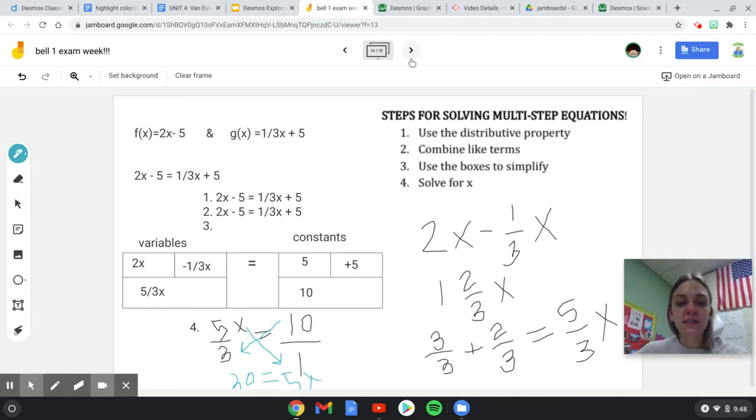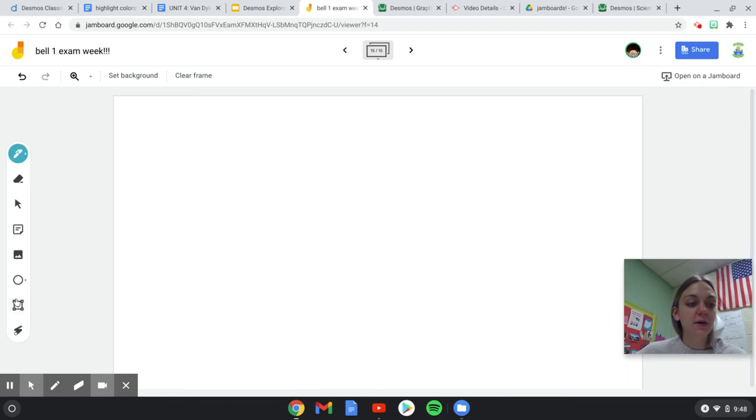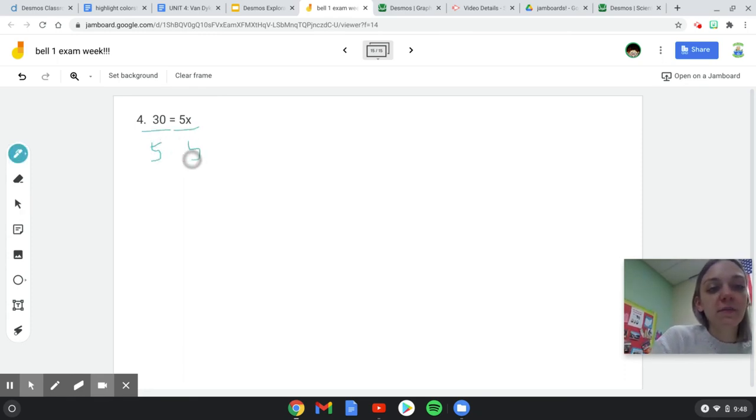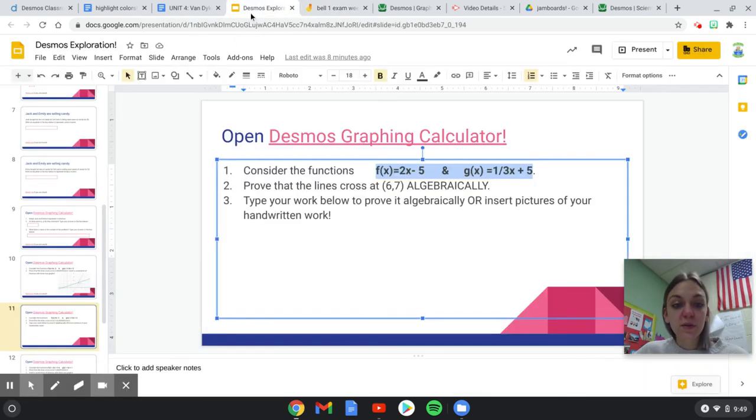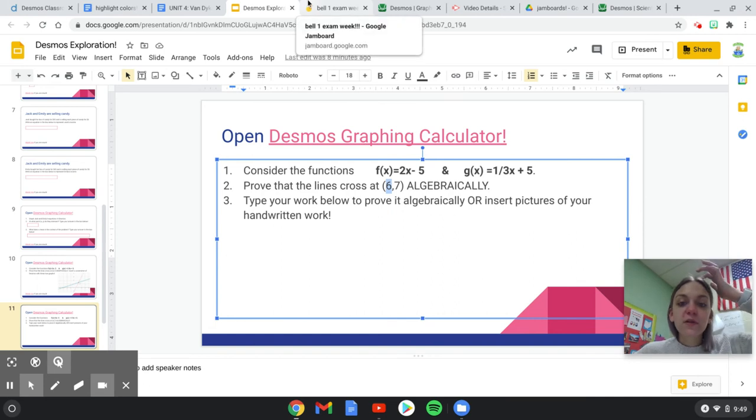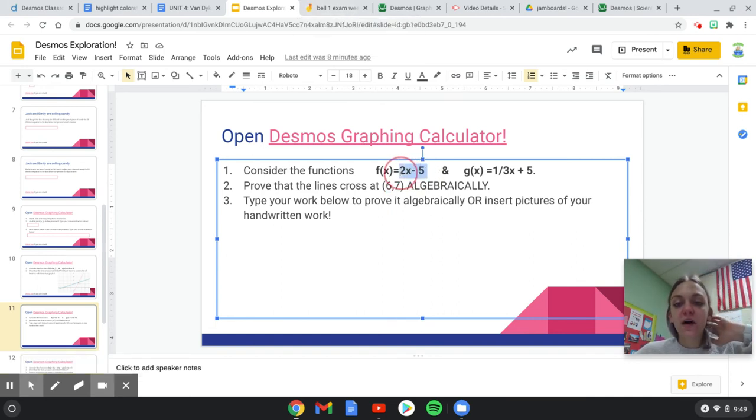And I'm just going to come over to this next screen. If you're working on your paper, keep working down. But at this point for number 4, I have that 30 equals 5x. And now I have to divide by the coefficient. So I have a 5 in front of my x. So I get that x is equal to 6, which is perfect because the problem is asking me to prove algebraically that the line crosses at 6, 7. 6 is my x value. So now if I put 6 in for both of these functions, I should get 7 as a result.